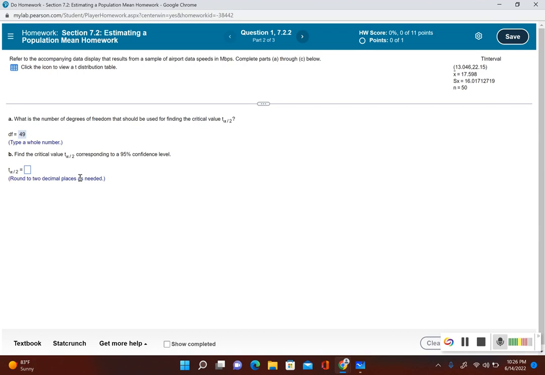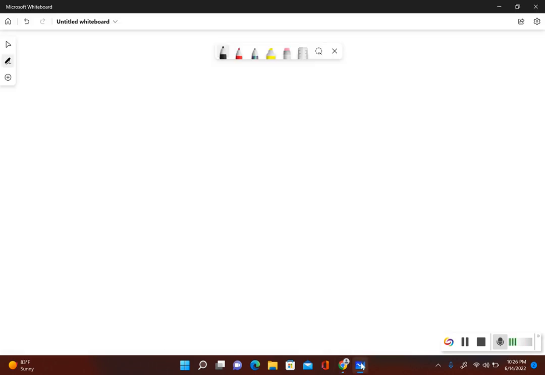Next, what we have to do is figure out what the critical value is, corresponding to a 95% confidence level. Well, first thing we have to do is figure out what alpha is equal to. Now remember, alpha is equal to 1 minus the confidence level. So what we have here is alpha is equal to 1 minus 0.95, which gives us alpha is equal to 0.05.